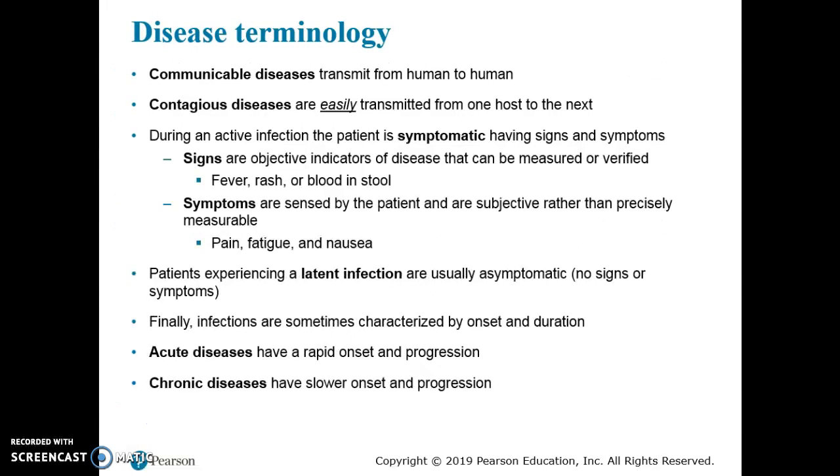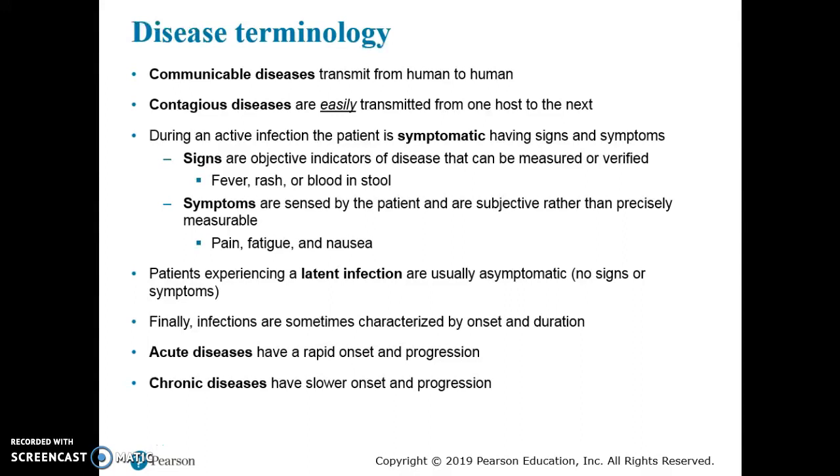Alright, so I just mentioned communicable. Contagious diseases are easily transmitted from one host to the next. Alright, how contagious is a disease? Do you need to stay in isolation? Do you need to wear a mask if you go out into public when you have a particular disease? An example would be influenza. If you're at the height of your disease, it could actually be quite contagious, and so you do want to wear a mask if you go out into public.